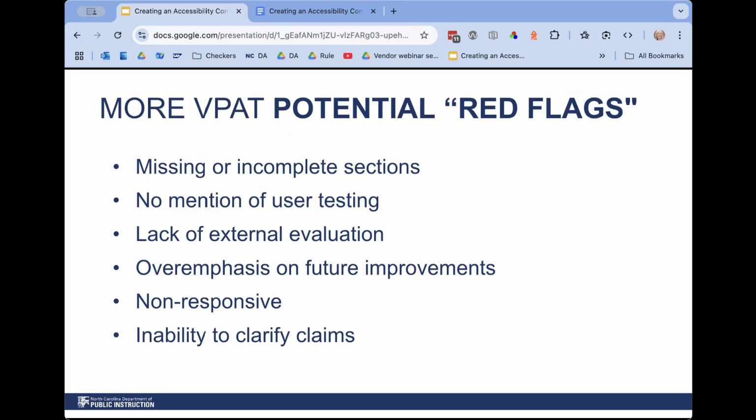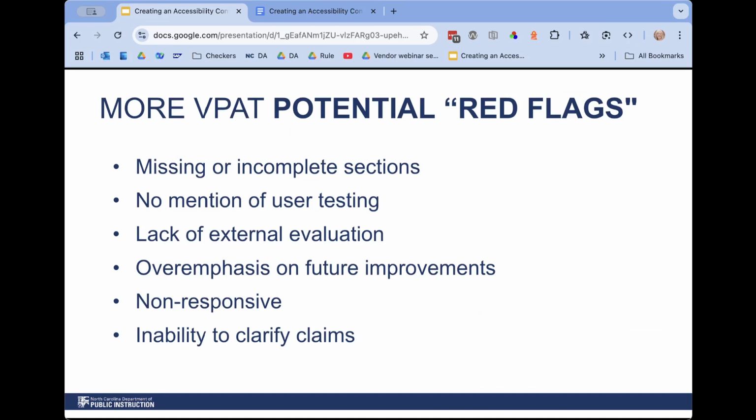And this kind of comes back again to that third-party evaluation. If you can't clarify your claims, if I'm on a call with a vendor and I'm asking questions about accessibility, and they say, well, this isn't really my lane, that's kind of a red flag for me. Now, certainly, there's going to be some subject matter experts that might be needed to clarify some technical aspects of a VPAT response.